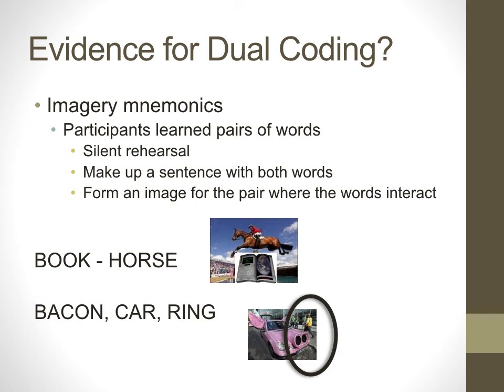But overall, the group that was asked to form an image for the pair where the words interact did the best overall. So, for example, you can see these images of a horse jumping over a book, and turning the interaction of bacon, car, and a ring into a pig car with a ring around it to remember the words. Someone who was able to do that and form an image would be more likely to remember than the other two groups.